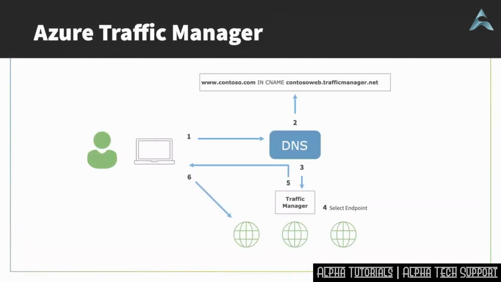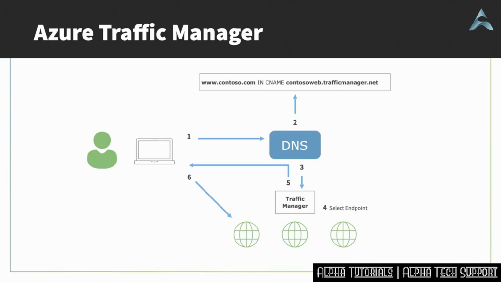This is an example here of basically Traffic Manager. So we have our client. Our client is just going for, let's imagine, contoso.com. So we have a CNAME DNS record for contosoweb.trafficmanager.net. That is your Traffic Manager service. So you get your Traffic Manager service. That will be number 3 here.